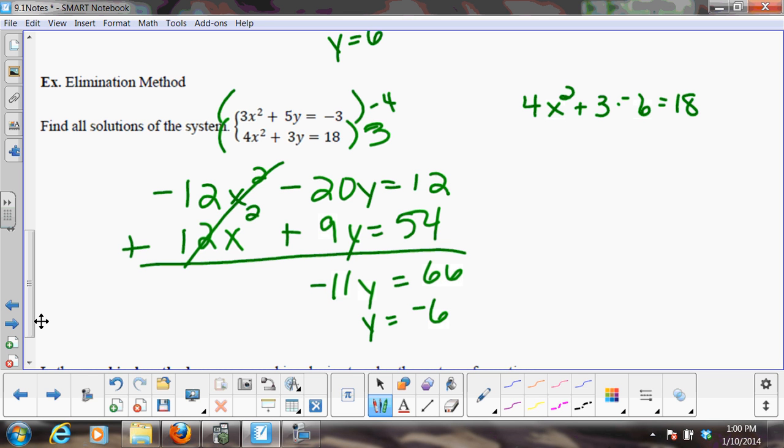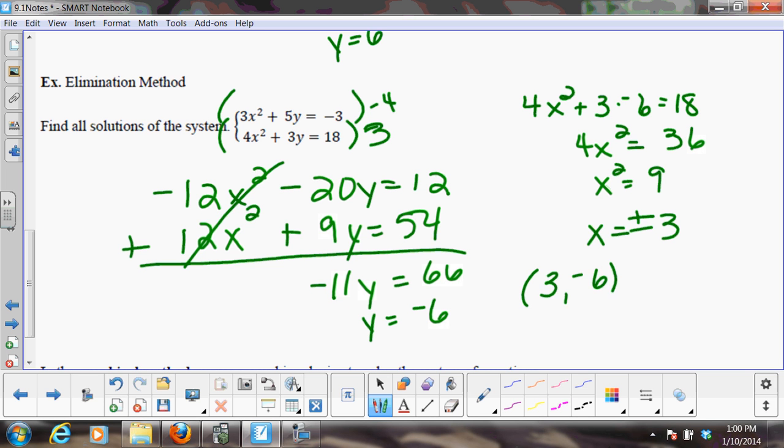So if I plug back in, I get 3 times -6 is -18. If you move that over, you get 36. So x squared equals 9. X is positive and negative 3. So there's really two answers. 3, -6, and -3, -6.